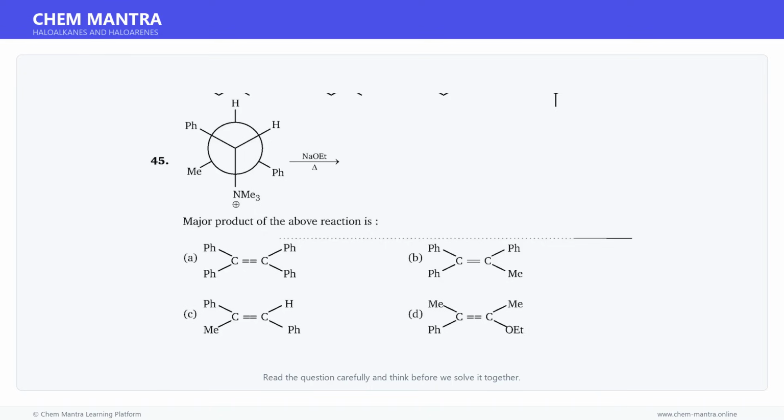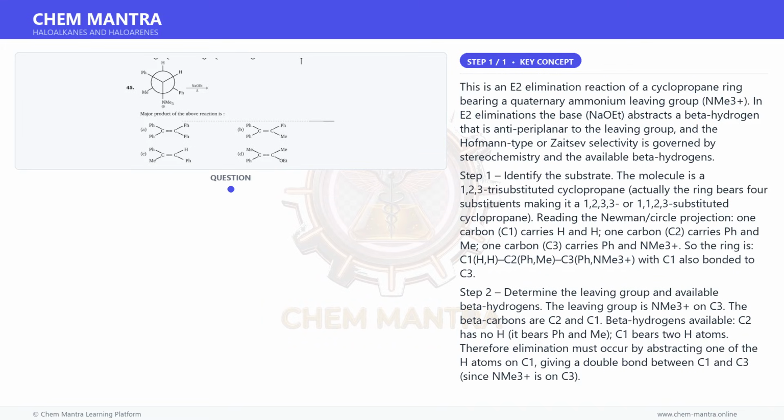Here is a question. Read it carefully and think about the answer. Let us solve it step by step. Let us first understand the key concept here. This is an E2 elimination reaction of a cyclopropane ring bearing a quaternary ammonium leaving group, NMe3+.